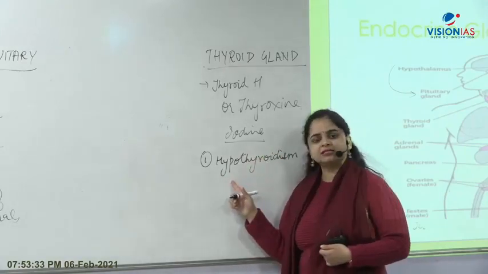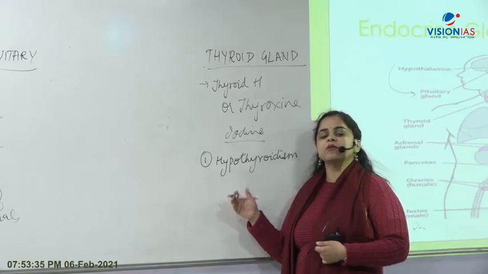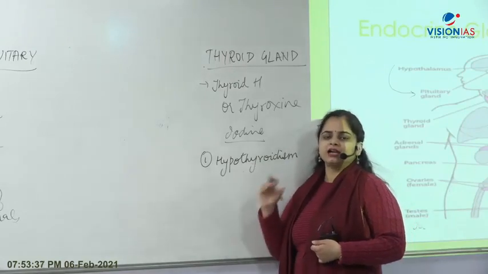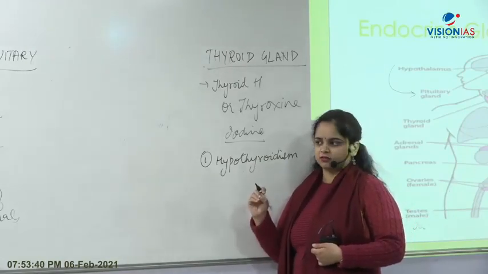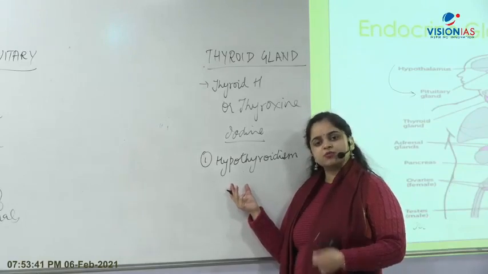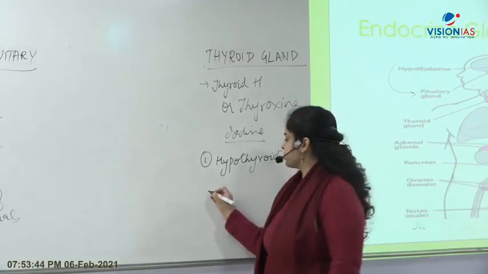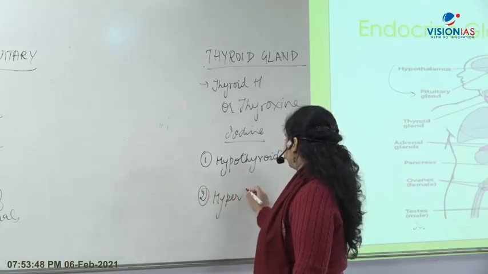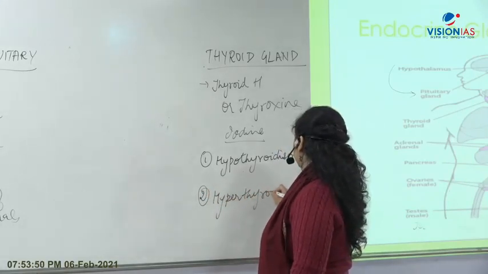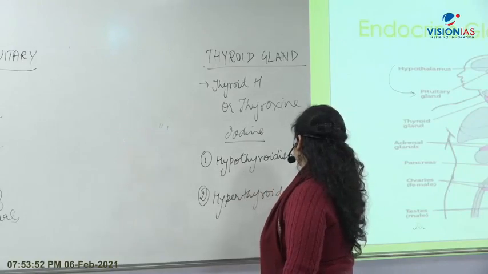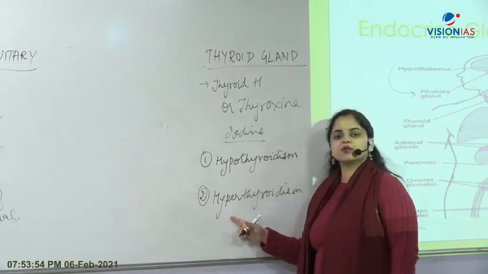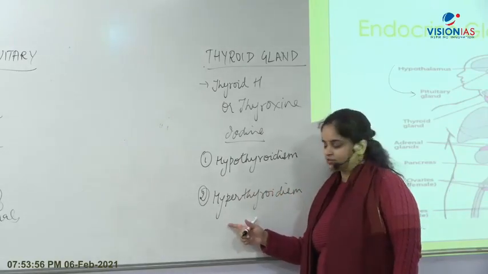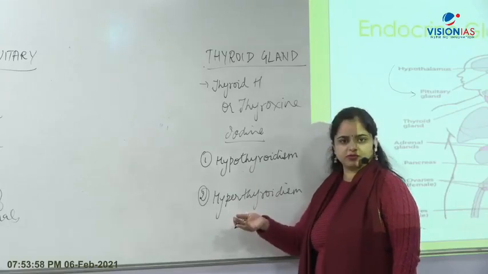Hypo means that it is functioning below its adequate or appropriate levels. Below the level where it should be functioning, it is functioning. Second is hyperthyroidism. Hyper means it's functioning more. It's functioning more than the optimum levels.